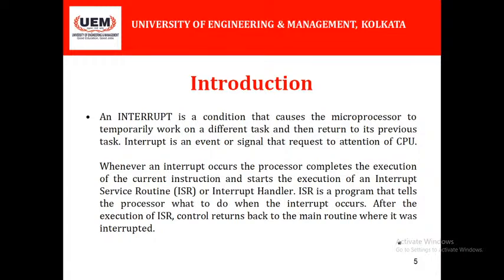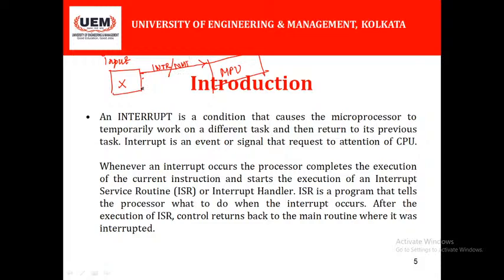An interrupt is a condition that causes the microprocessor to temporarily work on different tasks and then return to its previous task. Interrupt is an event or signal that requests the attention of the CPU. For example, suppose X is an input device. When an interrupt or exceptional condition occurs, it will obviously request the MPU for service. In order to request it, it will take the help of the INTR signal or NMI signal.